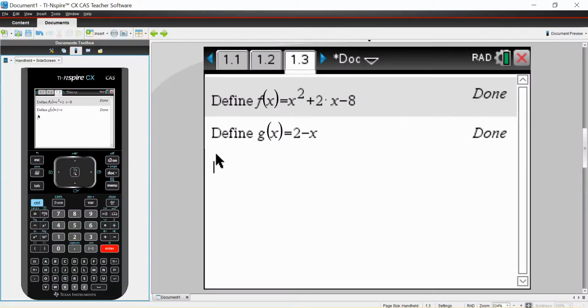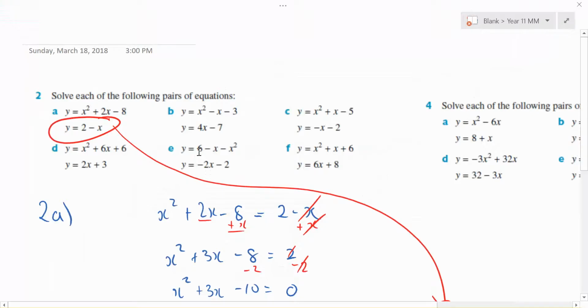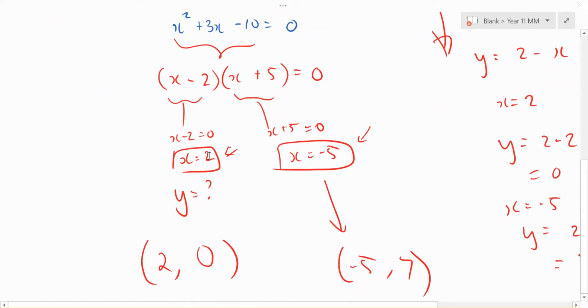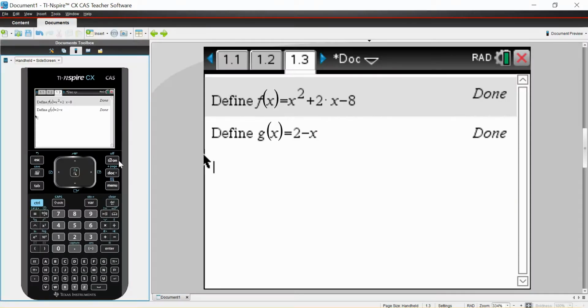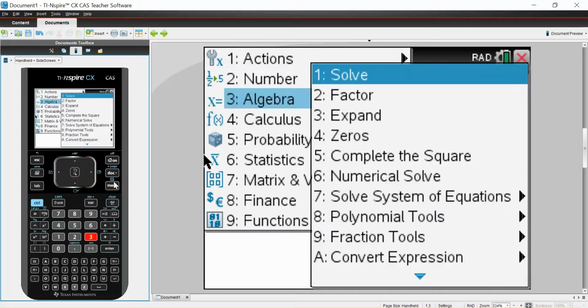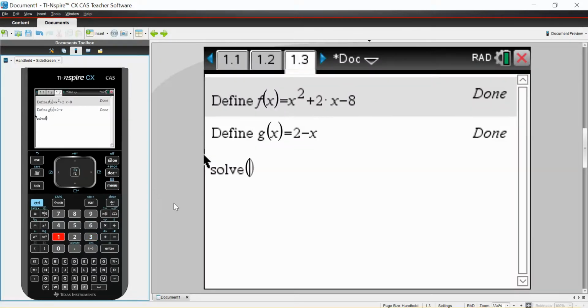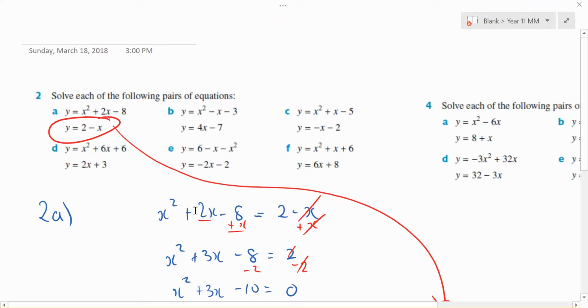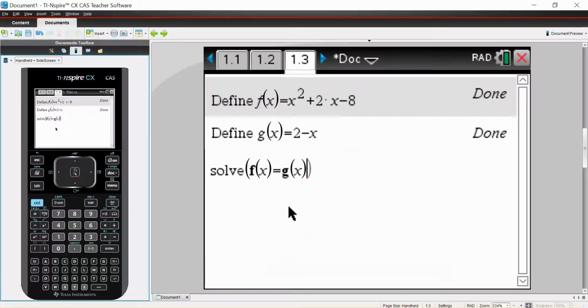There we go. What do we want to do? We want to solve, and we equated them to solve for x and we found x. True? So we do the same thing. We go to menu, 3, algebra, solve. So what am I solving for? I want f(x) to equal g(x), because that's what we did. Remember, we said this is your f(x), x squared plus 2x minus 8 equals 2 minus x, which is g(x). Solve when both y values are the same.